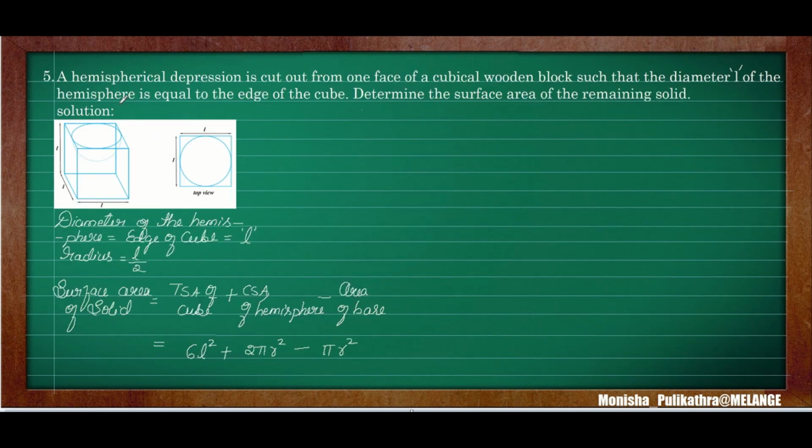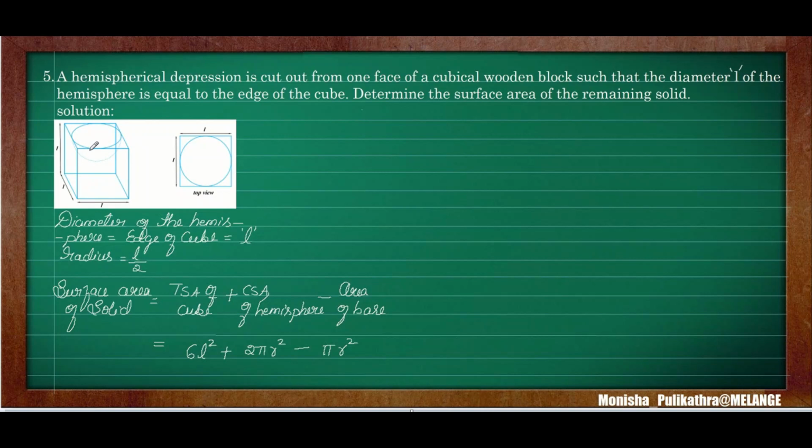Here, you can see a hemispherical depression. It has been carved out. The hemispherical depression is cut out from one face of a cubical wooden block such that the diameter of this hemisphere, L, is equal to the edge of the cube.